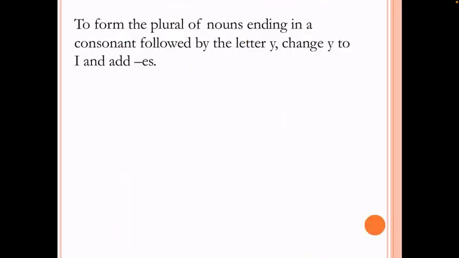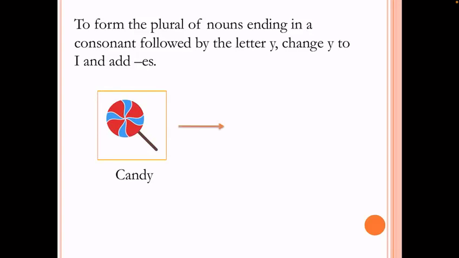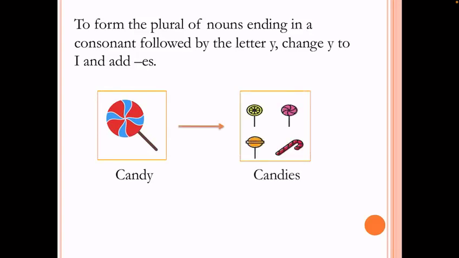To form the plural of nouns ending in a consonant followed by the letter y, change y to i and add es. Like candy, we will delete y and we will add ies, it will be candies.